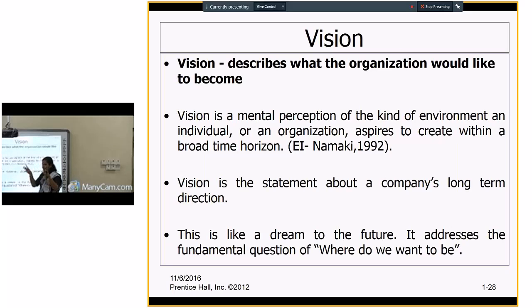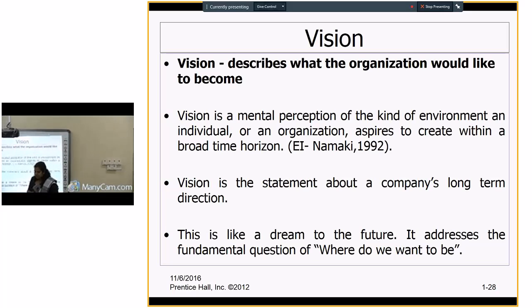Mentally, we might build up a picture: yes, we have to go for this and that. But actually, we might not be able to confirm whether we can achieve it or not. That is what we call the vision. It's a mental perception. Here, the vision is a statement about the company's long-term direction. So the last point highlights that this is like a dream for the future. It addresses the fundamental question, where do we want to be?